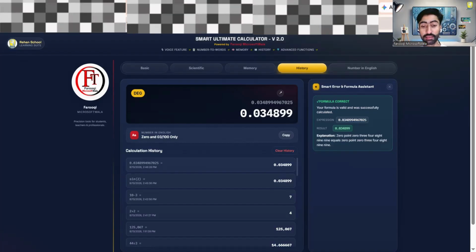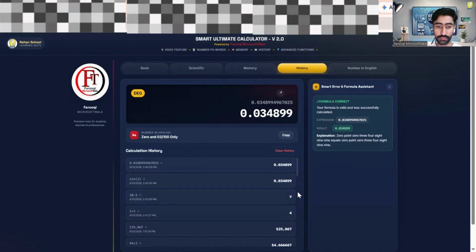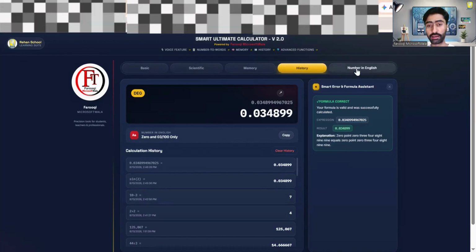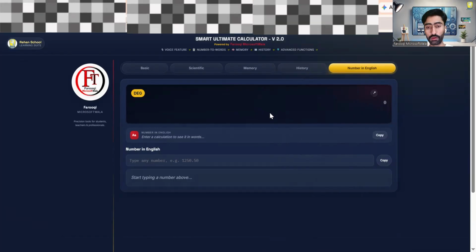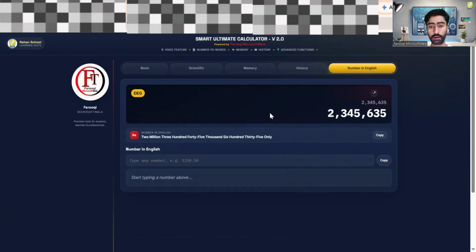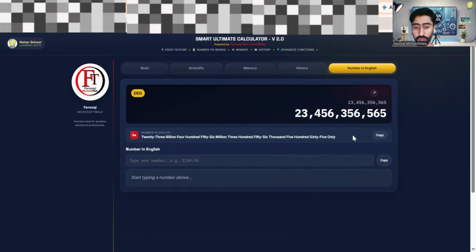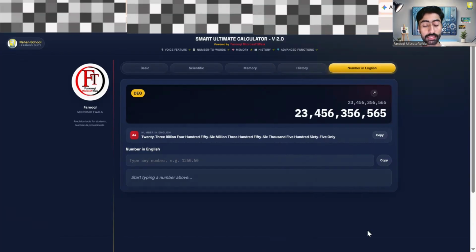Here we can see and clear history, and also see our previous history. The next function is number in words. This feature allows us to convert a numeric value into words.